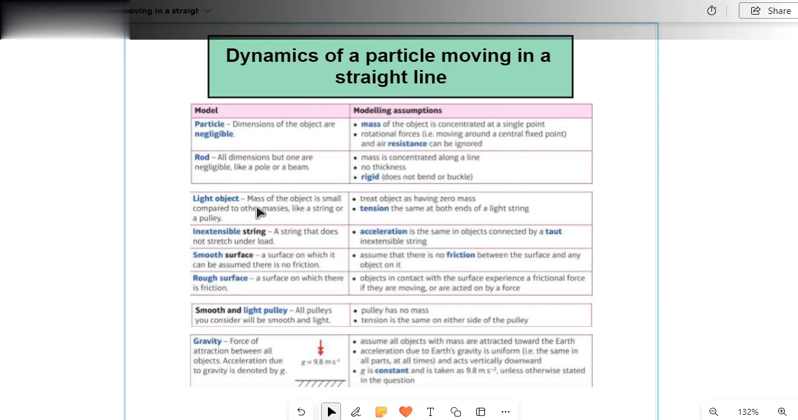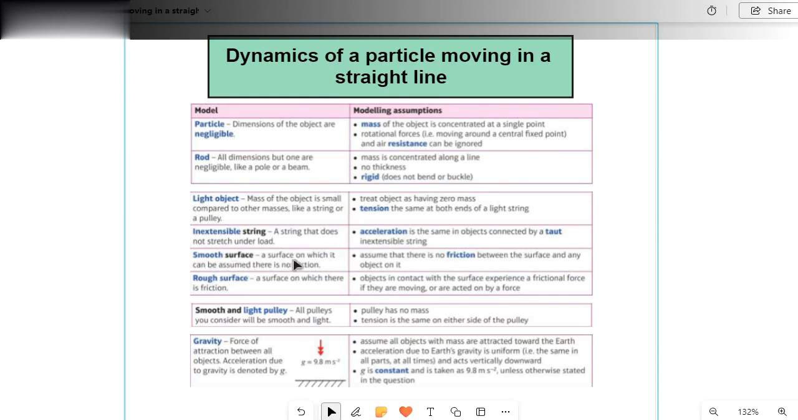Light object. The mass of the object is small compared to other masses, like a string or a pulley, meaning we have to treat the object as having zero mass, and the tension is the same on both sides of a light string. Inextensible string, a string that does not stretch under load. Acceleration is the same in objects connected by a taut, inextensible string.